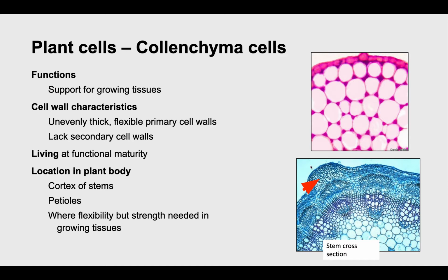All right, I put this image up here. If we look at the stem cross section again, we see this area where this is probably supporting a vein here. But we see these cell walls are very uneven in their thickness. This is very characteristic of collenchyma.